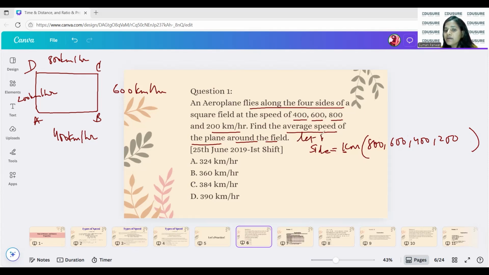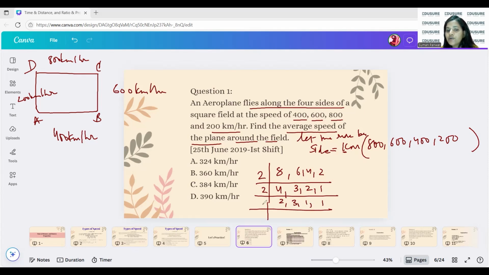So let the side be the LCM of these four numbers, because we'll get a whole number and it will be very easy to divide. So let's calculate the LCM of 8, 6, 4, 2. Okay. So 2, 4, 3, 2, 1, then 2, 2, 3, 1, 1, then 2, 1, 3, 1, 1, and then 1. So then 3. So it is 24. So 2400. So let the side length be 2400 kilometers. Because if we take the side to be x also, there also we'll end up with calculations.